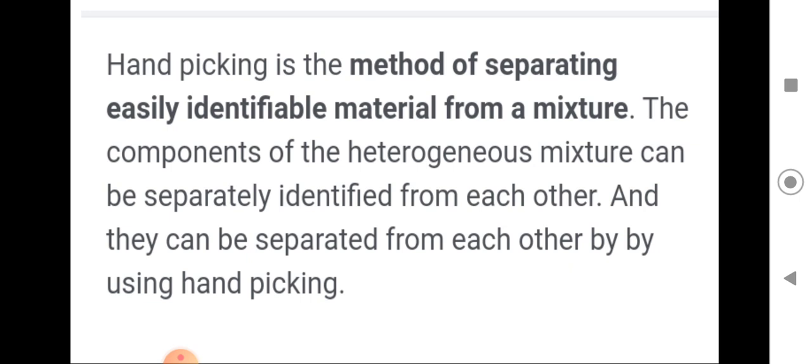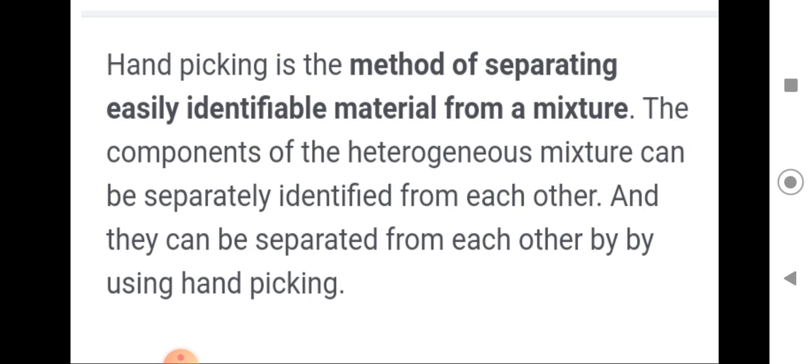See, here I am reading about one of the methods. You will just recollect and see which picture was shown in the beginning of the class. Hand picking is the method of separating easily identifiable material from a mixture. The components of the heterogeneous mixture can be identified and separated from each other by using hand picking.